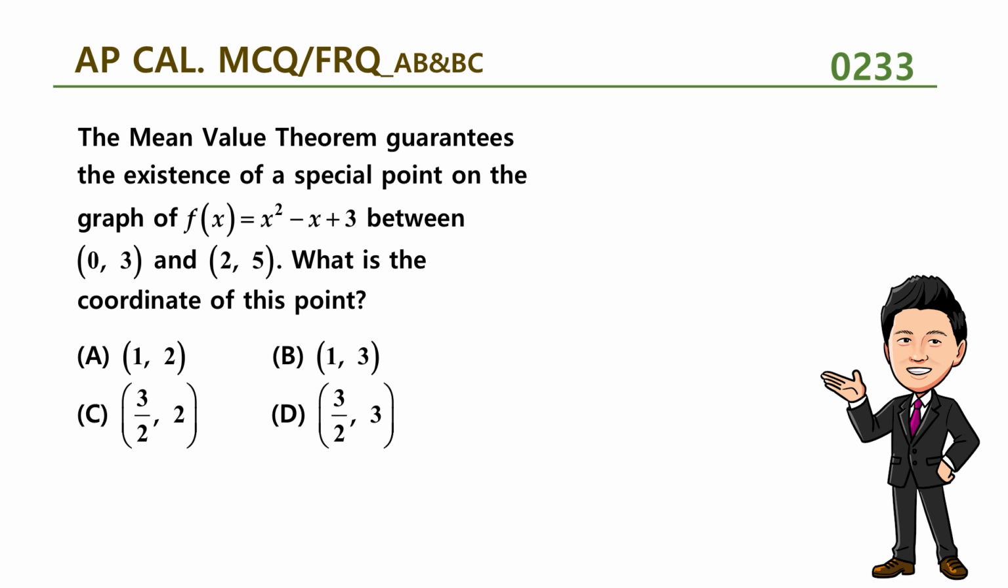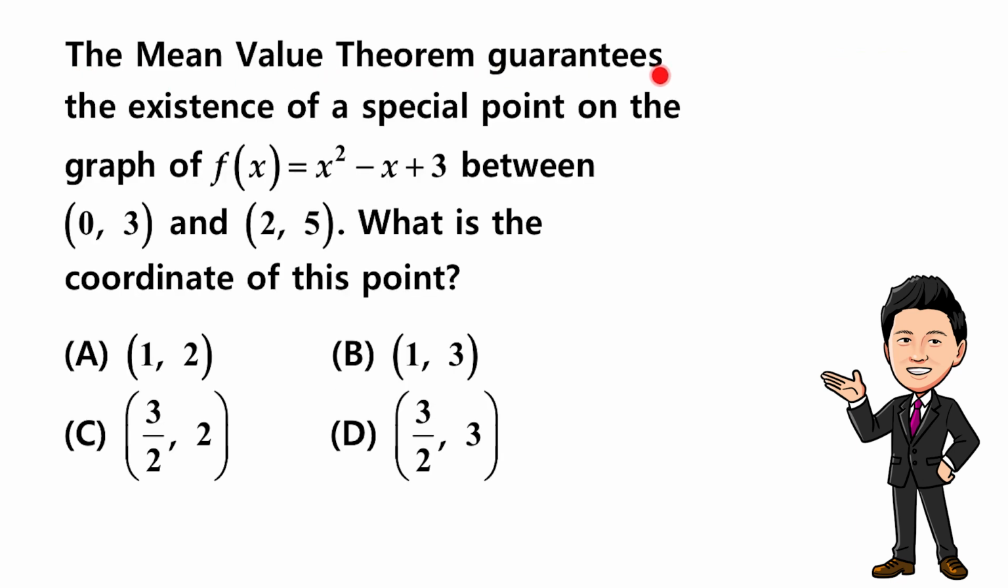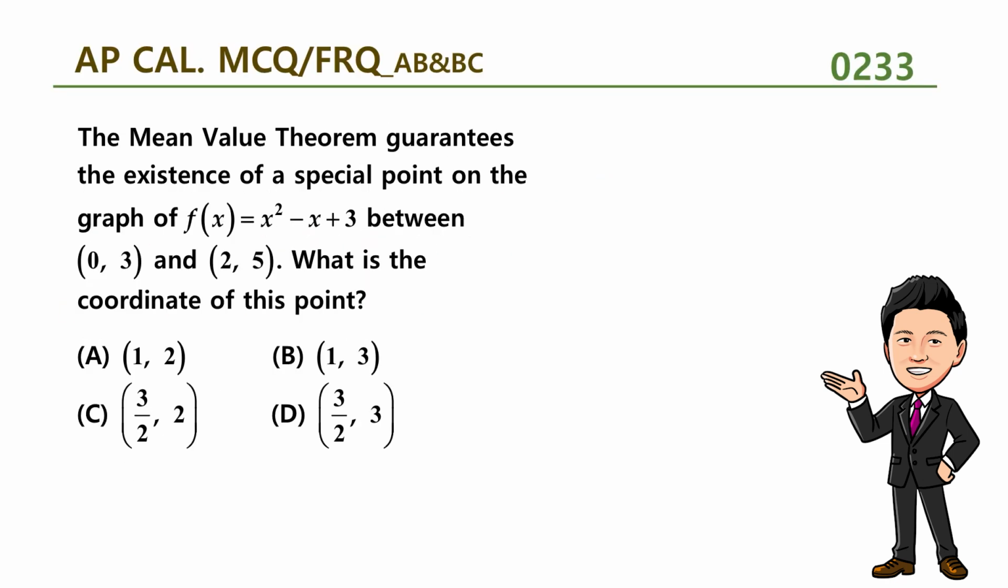Question 233. The mean value theorem guarantees the existence of a special point on the graph of f between these 2 points. What is the coordinate of this point? Okay, the conditions for the mean value theorem is that the given function has to be continuous on closed interval from 0 to 2, and it has to be differentiable on open interval from 0 to 2, right?